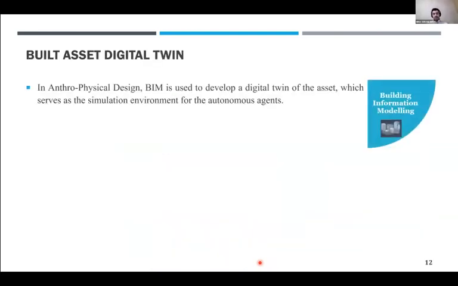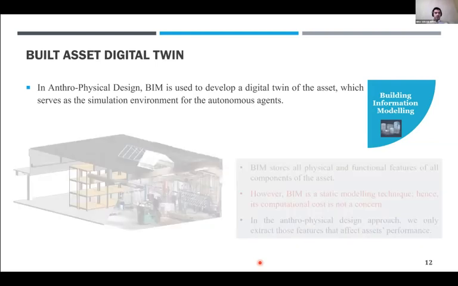The third and last piece of this puzzle is building information modeling. I'm literally not making any innovation in BIM. It's not my biggest strength, but it's a very commonly used practice for making digital twins of assets. It's very well established, so you can easily make the model of your building with BIM platforms like Revit or Tekla, and it serves as a simulation environment for my autonomous agents. That's the only reason I need BIM to be involved.